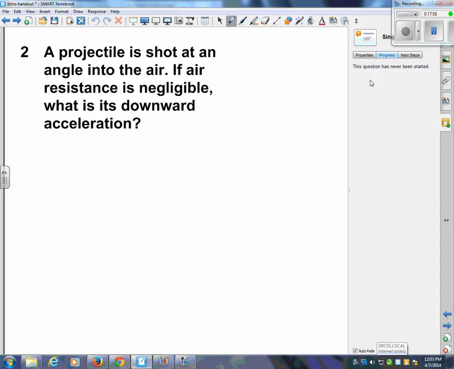Here's your question. A projectile is shot at an angle into the air. If air resistance is negligible, what is its downward acceleration? Negligible, yeah, that means there's no air resistance. What is its downward acceleration?